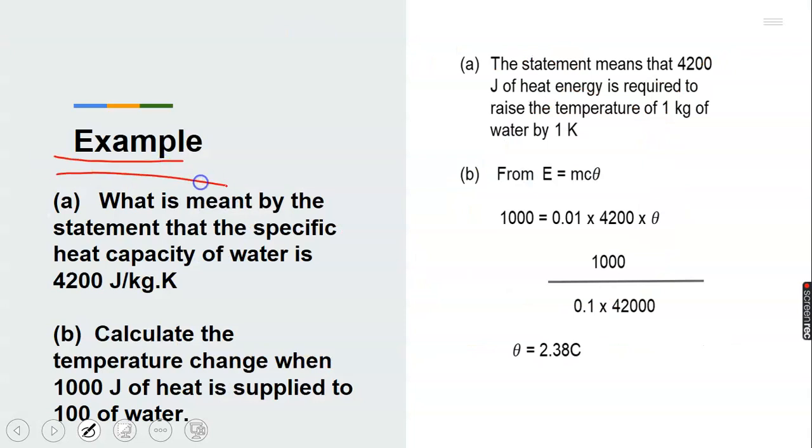Another example. What is meant by the statement: the specific heat capacity of water is 4,200 joules per kilogram Kelvin?